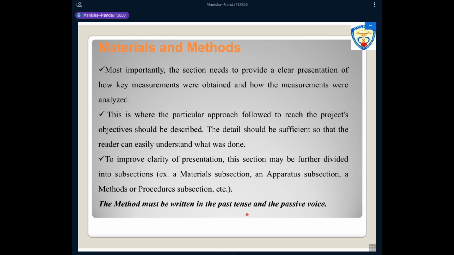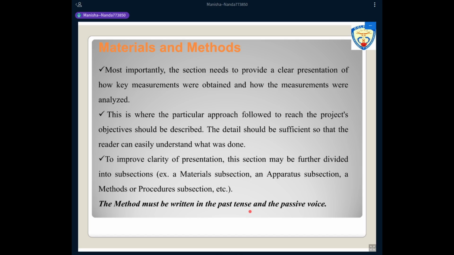The methods must be written in the past tense and the passive voice. This you should always take care of. You students generally make mistakes with this. They do not follow this, and then it might happen that you have to rewrite your complete dissertation. So I hope this section is clear to all of you.